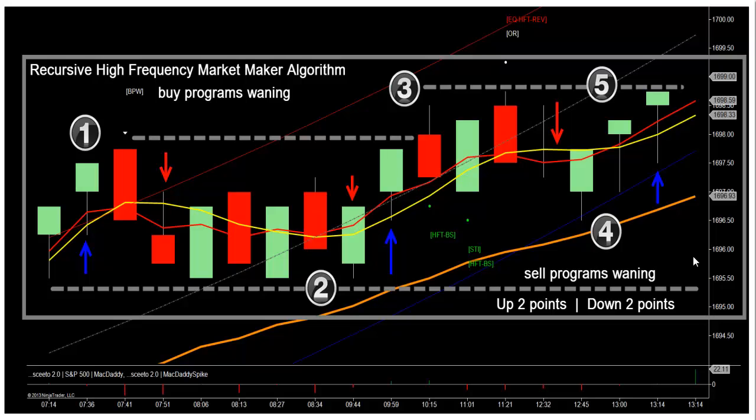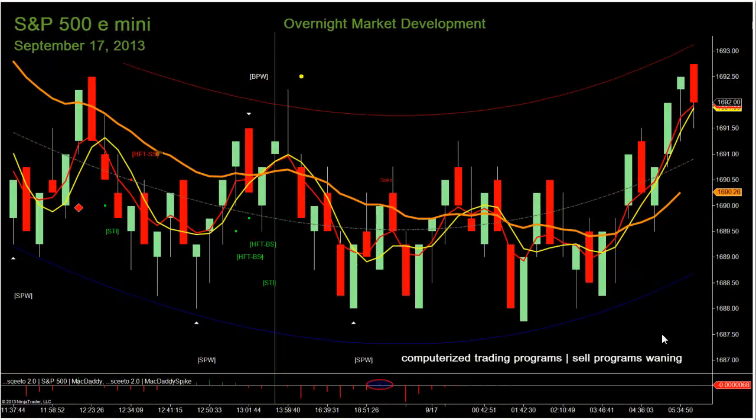Research into the subject matter of high-frequency market making indicates that in the S&P, the market maker's objective is to fill bids and offers within a narrow trading range sequence of approximately 5 ticks. Within that sequence, the market maker looks to profit 3 to 5 ticks. One of the charts that we use to look at the market development during the day is the micro 5-tick range chart. Here is what the market development looked like during the overnight session.